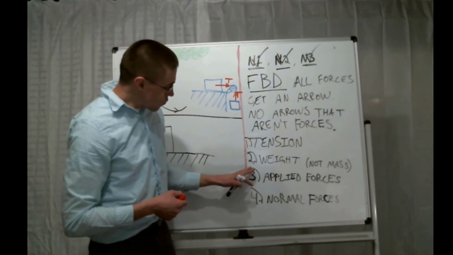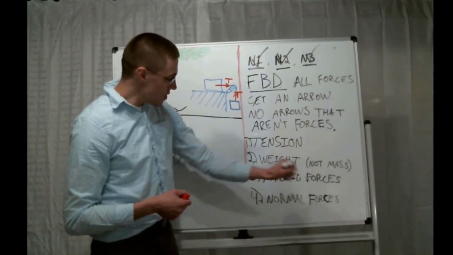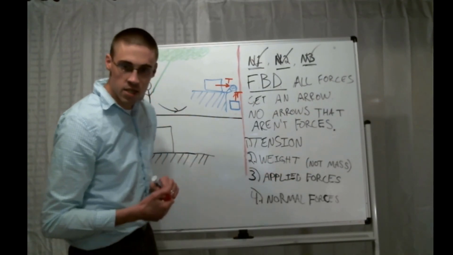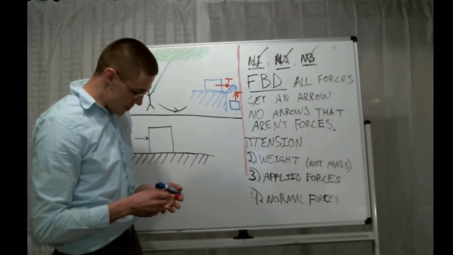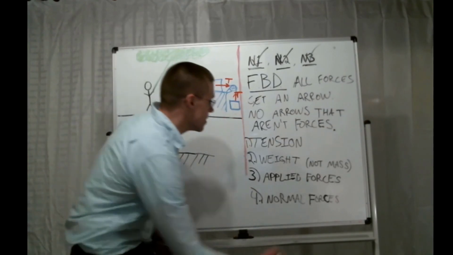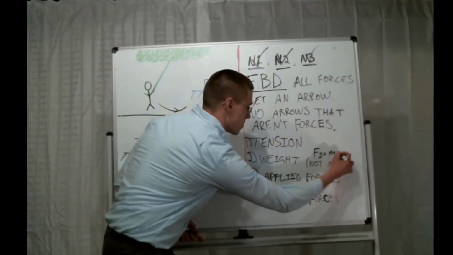Okay, number 2, weight. So when I say weight, I do not mean mass. Things that are massive and are in the presence of some gravitational body have weight, okay? Weight is mass times gravity, for the most part. You can watch Walter Lewin's lectures to see that it's a little bit more complicated than that.